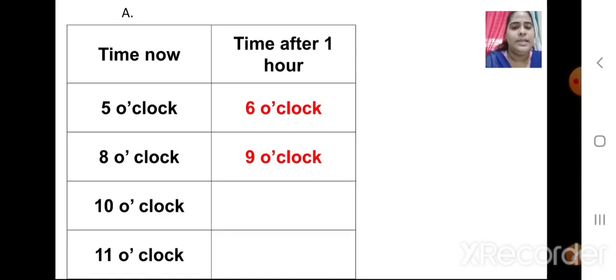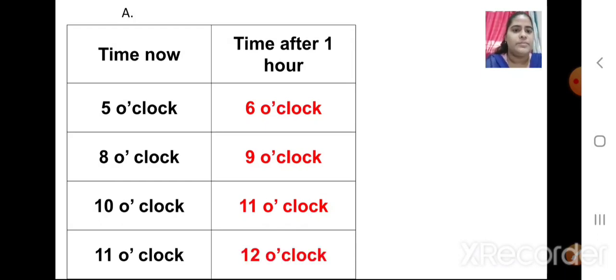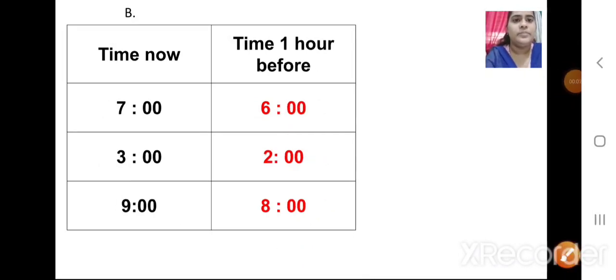Next one is 10 o'clock. 10 o'clock plus 1 hour, 10 plus 1 is 11. So it will be 11 o'clock. Very good. Next one is 11 o'clock. Okay, so what will be the answer, children? 11 o'clock plus 1 hour will be 12 o'clock. So the answer is 12 o'clock. Okay, you have to write it down. Now let's see the B1.